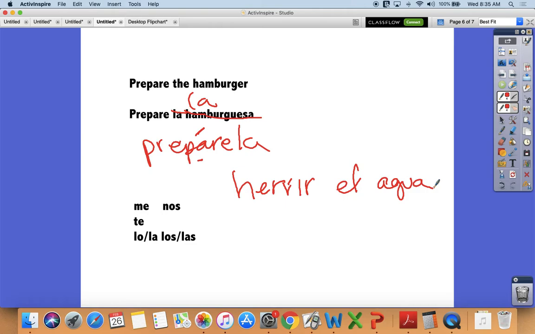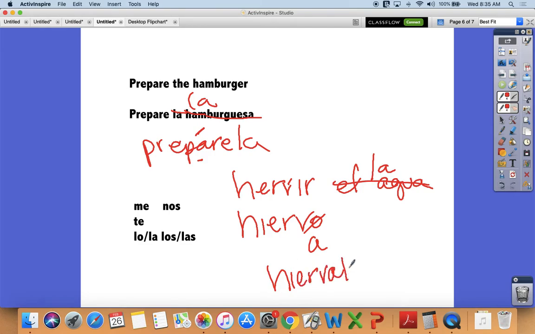So if you're saying, let's practice this, boil it. How do we say boil it? The yo form of hervir is hiervo. Drop the O: hierva. And then, what are you boiling? The water. We're going to get rid of it. It becomes la, and it attaches. Hierva la. Where do I add the accent? On the E. Hiérvala.